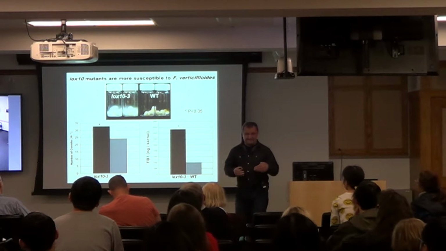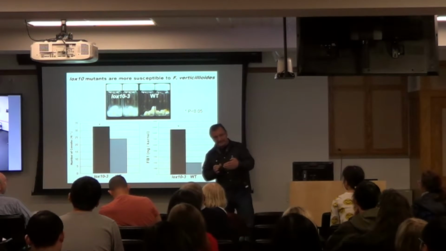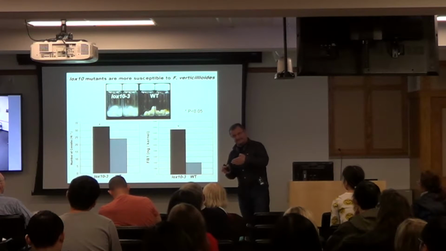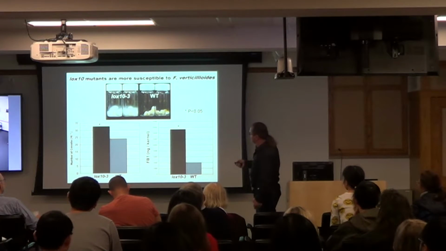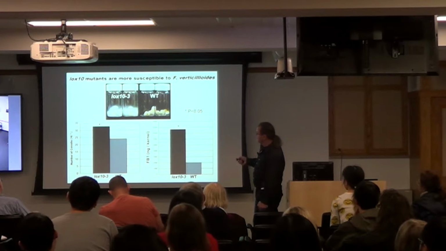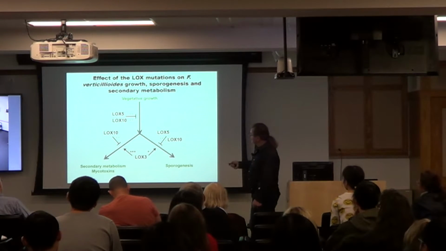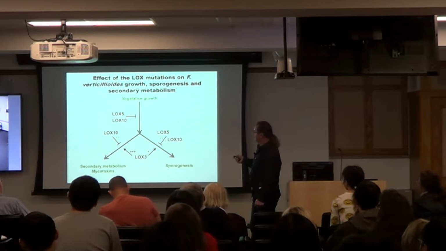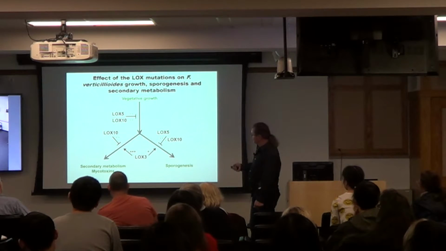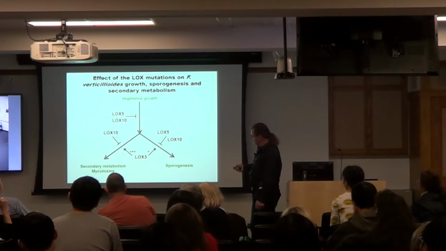So that suggests LOX10 has a more specific effect on fumonisin synthesis, unlike LOX5, because the phenotypes of LOX5 and LOX10 mutants, in terms of colonization, are the same. So that places LOX10 together with LOX5 as controlling vegetative growth, but LOX10 potentially has a stronger effect on inducing mycotoxin synthesis.